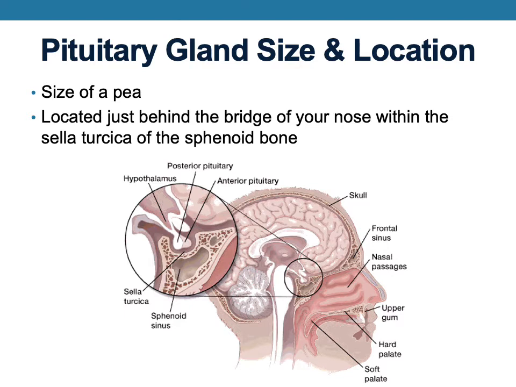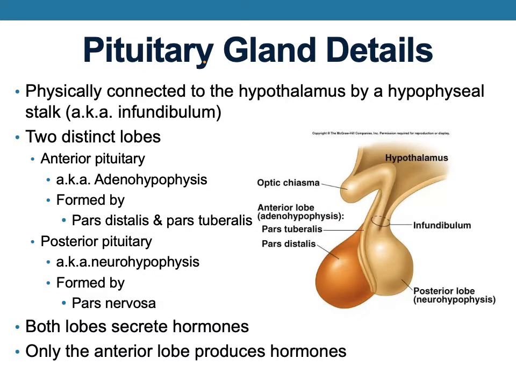The pituitary gland is located just behind the bridge of your nose. It is well protected, sitting within the sella turcica of the sphenoid bone. Pituitary gland details. The pituitary gland is physically connected to the hypothalamus by a hypophyseal stalk known as the infundibulum. As mentioned in slide 6, it has two distinct lobes, the anterior lobe and the posterior lobe. Each lobe is made up of completely different tissue, and each lobe has different functions.